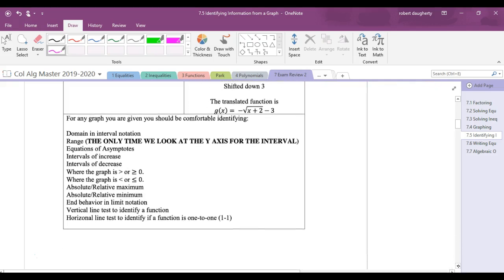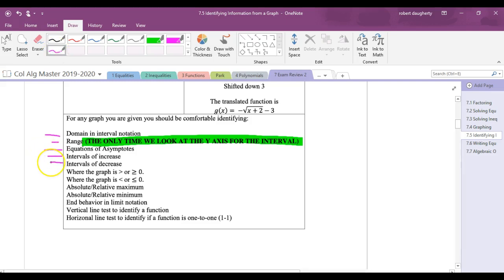What are other things we did? Looking at a graph and coming up with a domain, the range. Remember, the range is the only time you're ever permitted to travel on the y-axis. All the other intervals are on the x-axis. Okay, equations of asymptotes, lines that I do not cross.